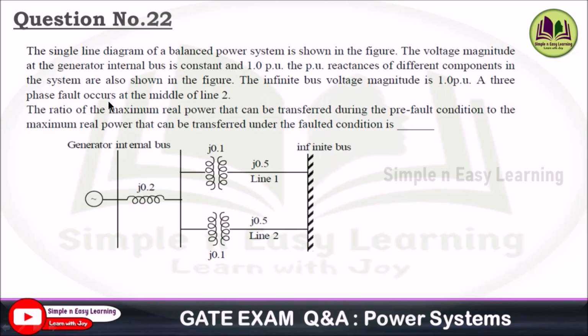A 3-phase fault occurs at the middle of line 2. The ratio of maximum real power that can be transferred during the pre-fault condition to the maximum real power that can be transferred under fault condition is asked in the question. So we need to find the ratio of Pmax during pre-fault and Pmax during the faulted condition, Pmax pre-fault by Pmax fault.